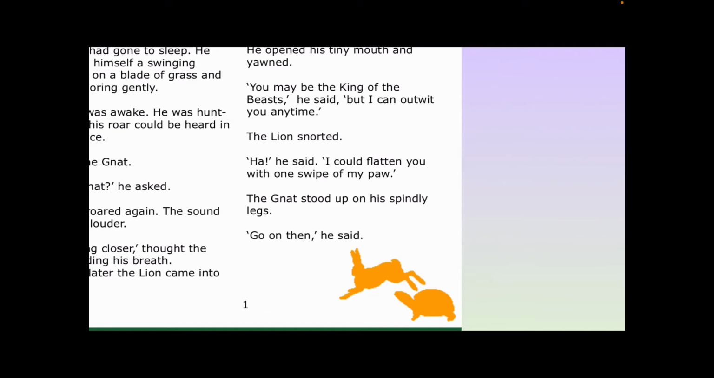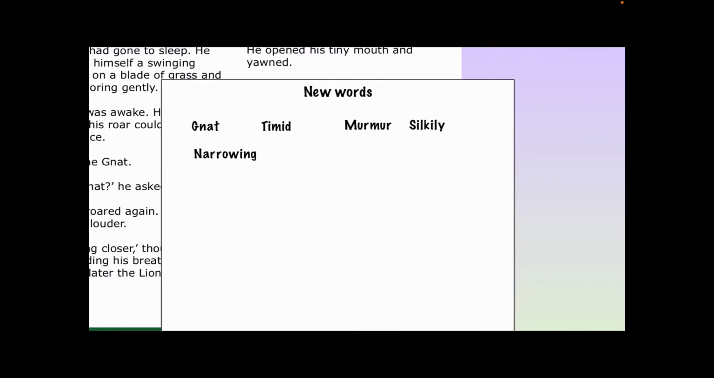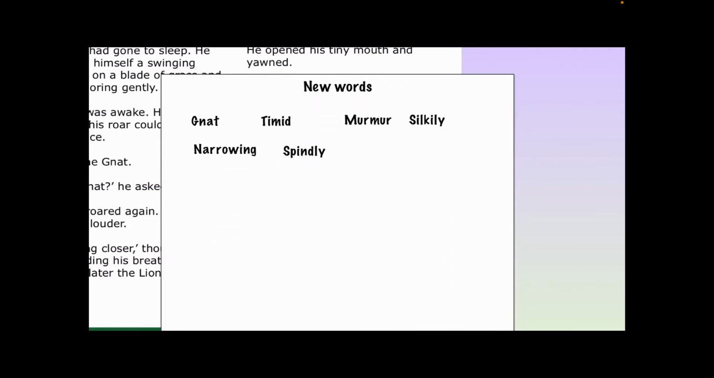Do we have a word there maybe? This word spindly is interesting. So if a gnat stands up on his spindly legs, what do a gnat's legs look like? Has the legs of an insect, so they're very thin, very strong, but quite long. So long and thin is the meaning of spindly. Let's write that on our new word sheet.